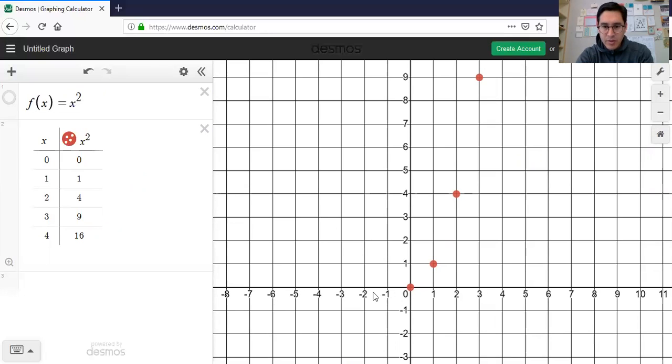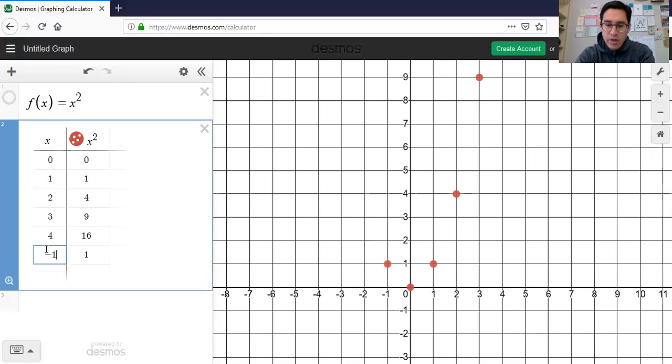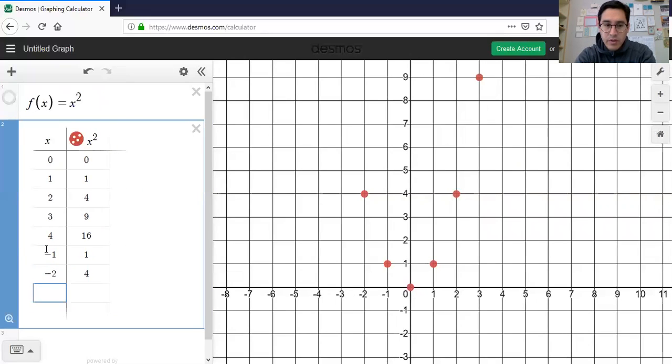Okay, so let's put some negative x values in our table. Okay, so let's include -1, -2, -3, -4. And so what you notice is that the squares of those numbers are still positive, right? When you square a number, you multiply it by itself. So in the case of a negative times a negative is a positive, right? So all of our y coordinates are positive.